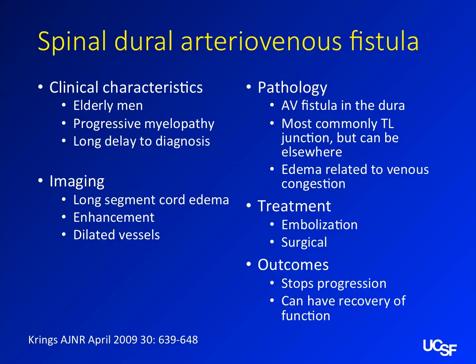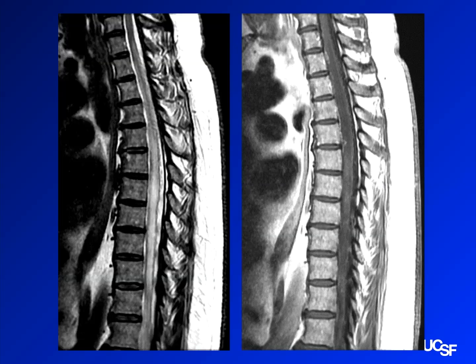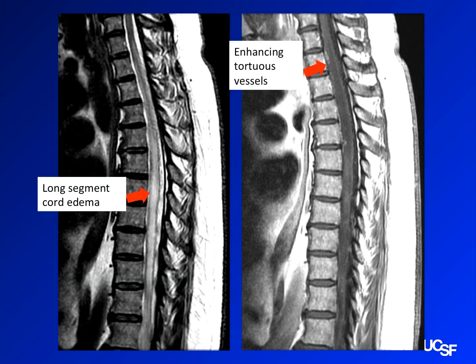So you need to be at least suggesting this when you have these long segment myelitis in the thoracolumbar spine, with long segment cord edema, and then the suggestion of these tortuous vessels. It's kind of small here and sort of difficult to tell. When you're at the PACS station, it's a little easier. But yeah, you should be looking for that. And you can have variable enhancement.